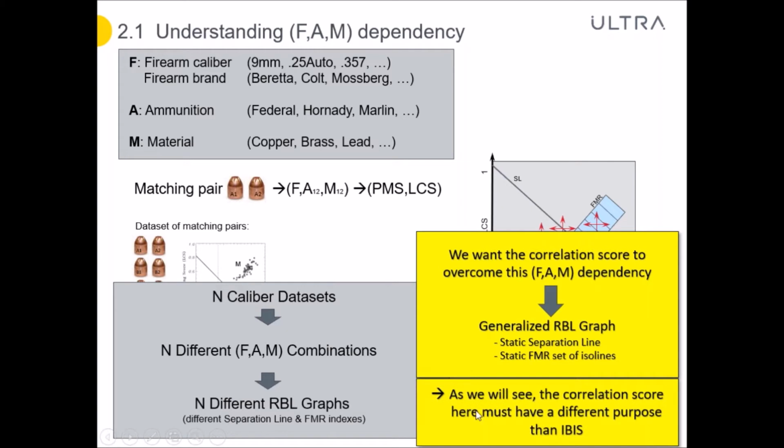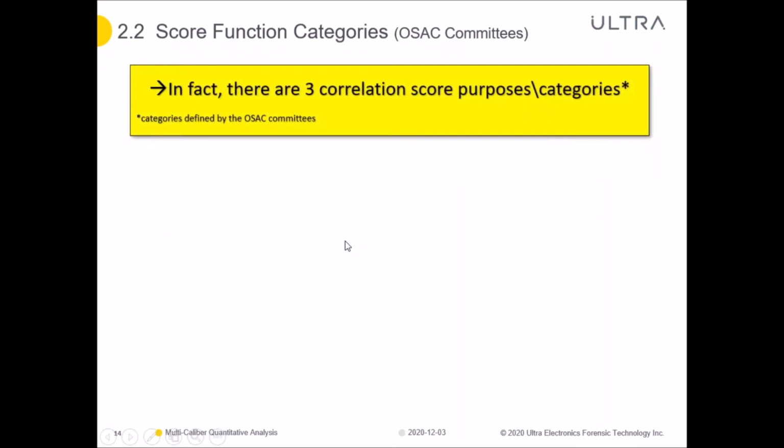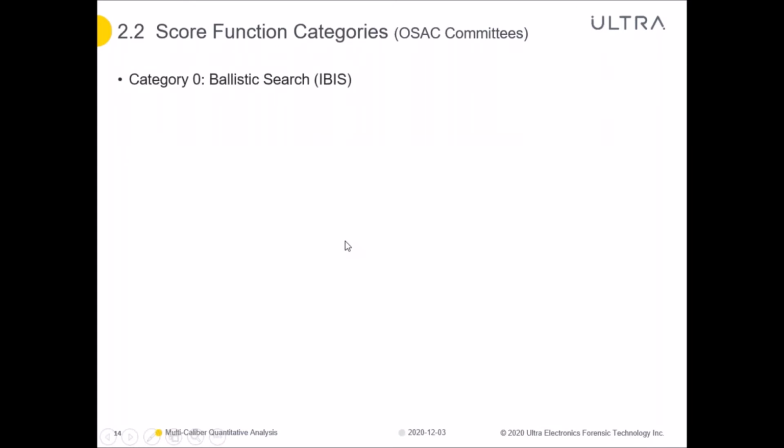As you will see, the correlation score here must have a totally different purpose than IBIS. In fact, there are 3 correlation score purposes or categories as defined by the OSAC committees. Category 0 is for ballistic search, just like IBIS. We have a list of correlation scores that we rank from the highest down to the lowest, and the score itself doesn't mean that much. It's really the rank. We are not interested in category 0 in this webinar.